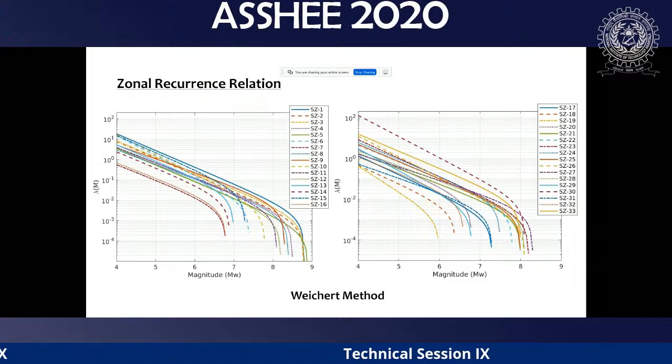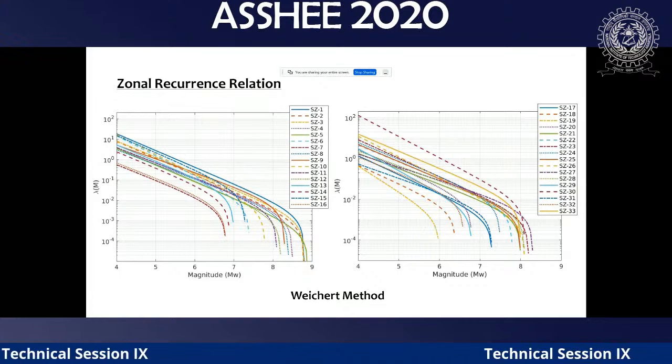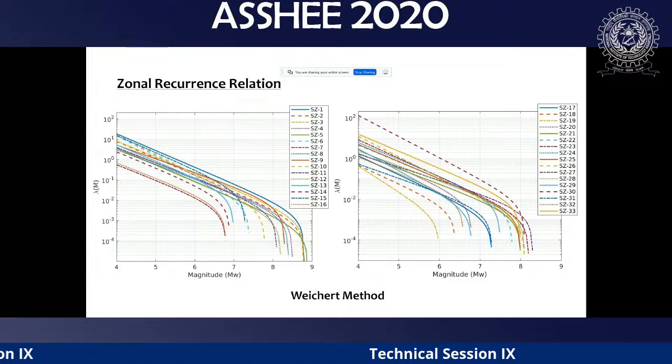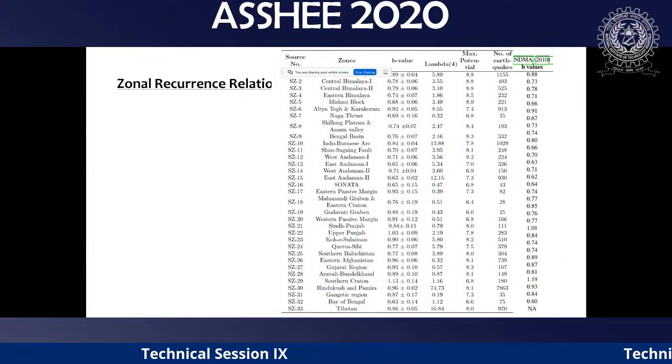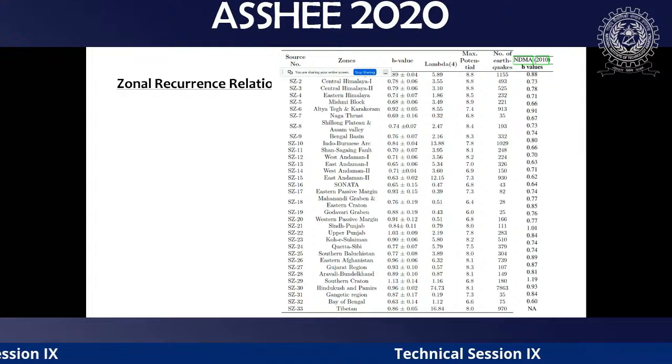So some people felt that the Kijko method, because it is very highly sensitive to the input starting values, should also be used in the calculation. So with this method also we have obtained our recurrence relations. Now, these are, for all the source zones, the b value, the lambda, then the maximum potential magnitude, and we have reported them here.